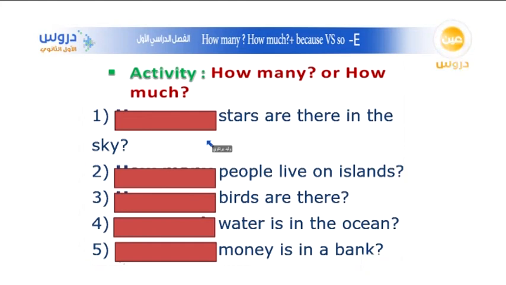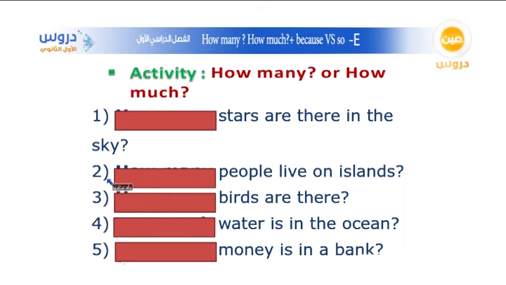How many is for countable things, countable nouns. Perfect. Alright, consider this, Mr. Saleh. It's countable things or countable nouns. Stars: 1 star, 2 stars, and 3 stars. Alright? We will find out the answer as we finish the whole 5 sentences.